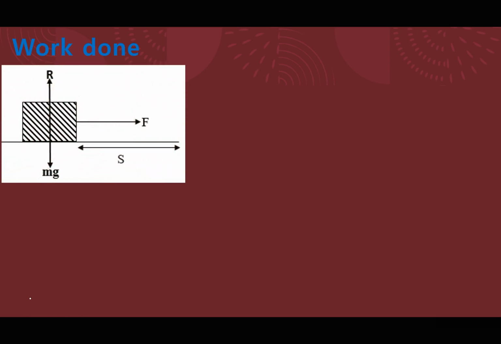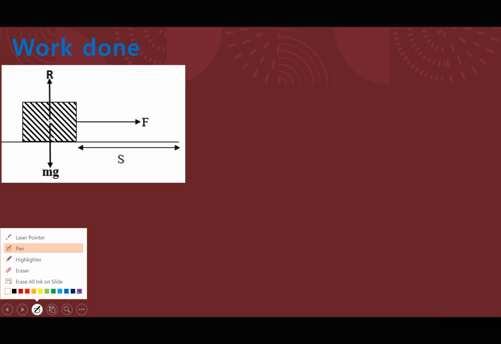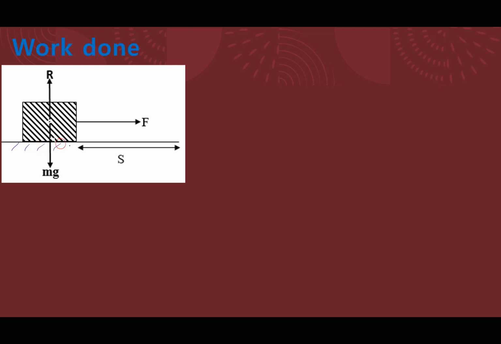So let's consider an object on which a force F is applied to cause it to move through a distance S in the direction of the force. The forces acting on this object are the weight, which acts vertically downwards, that is mg, and then the normal reaction force, which is the force from the surface vertically upwards. Let's assume this is the surface. If the object is not jumping off the surface, it's only because the normal reaction force is balanced with the weight. So it's only the force F which is causing motion in this case.